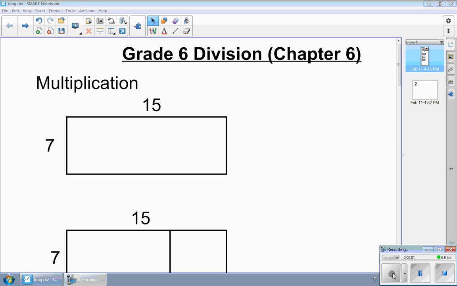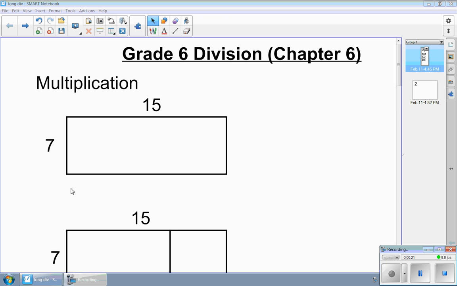Hello everyone, this is Grade 6 Division, Chapter 6. One of the important things about recognizing in terms of division is that it is directly related to multiplication. So before I start discussing anything about division, we're going to review a little bit about what multiplication means and how we can represent it.